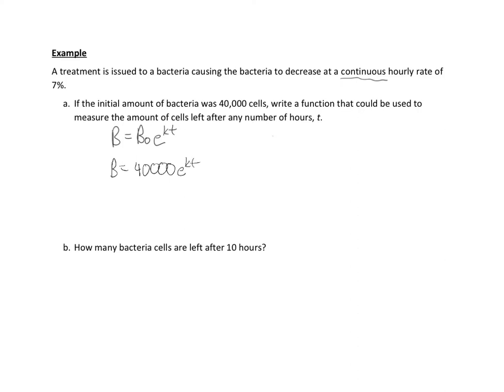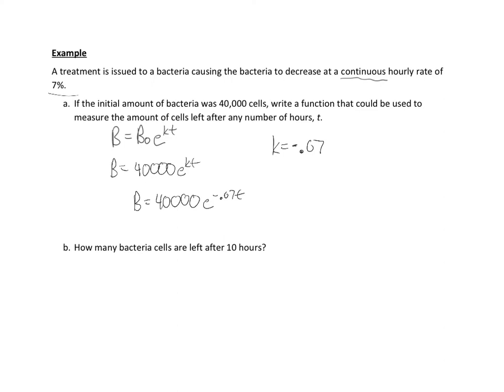And so what we need to think about is, well, what would actually be K? And remember, if we're using the continuous growth model, we don't do that 1 plus or the 1 minus. Instead, we just write the percentage as a positive or negative value. And so here, since we're decreasing, 7% would be 0.07, but we want to make it negative to represent the decrease. So B equals 40,000 E to the negative 0.07 t.